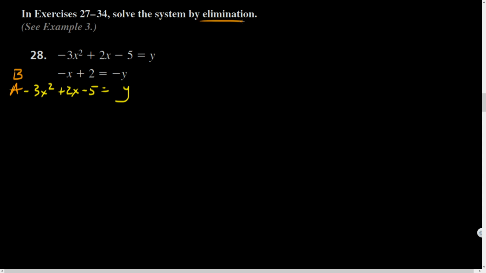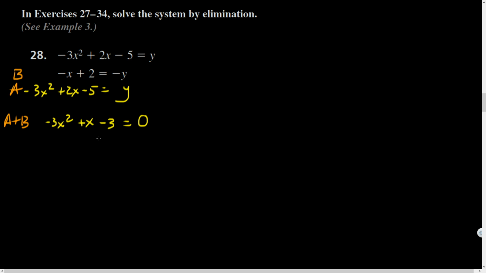We're using elimination. And what did I notice? I already noticed that the y's are opposites. And so I'm going to do A plus B. And so I'll have negative 3x squared. Negative x and 2x combine to be a single x. Negative 5 and 2 combine to be negative 3. The y's cancel out to equal 0.